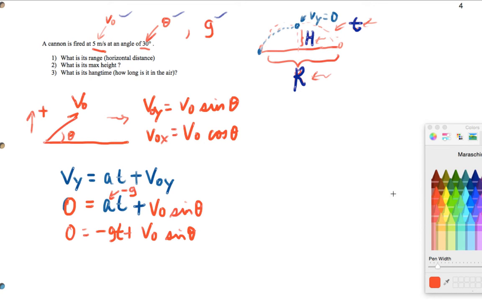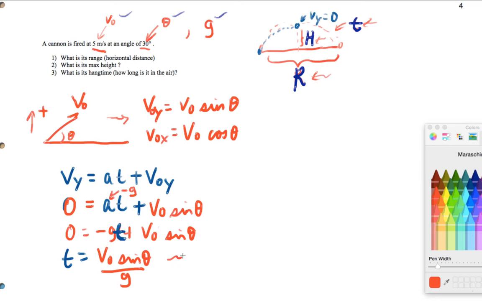So now what can happen here? Actually, t isn't known, so I need to write that in the proper unknown color. So t is an unknown variable. Everything else, like for example, I could put in 5 for v naught and 30 for theta and 10 for g and solve for t. When I isolate t, I'm going to get that t is in terms of all given numbers. So in other words, I could put in 5, 30, and 10 and get t.